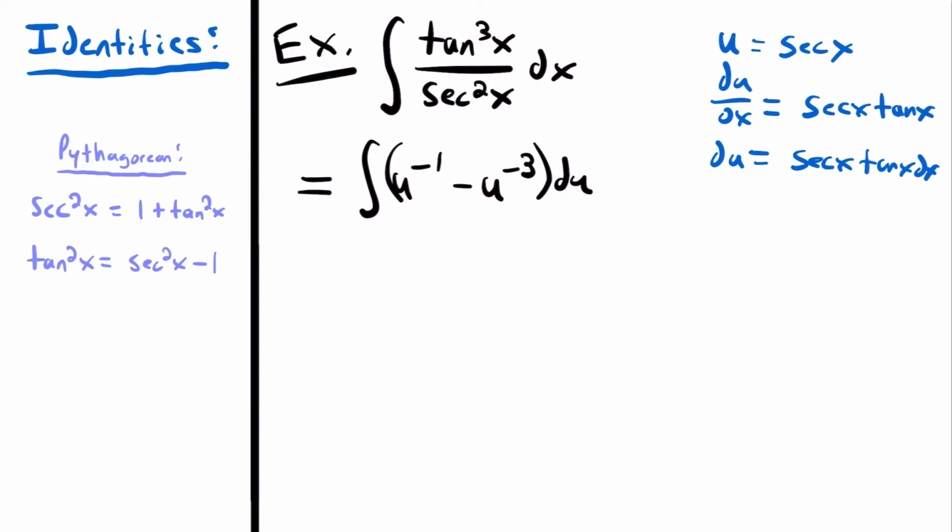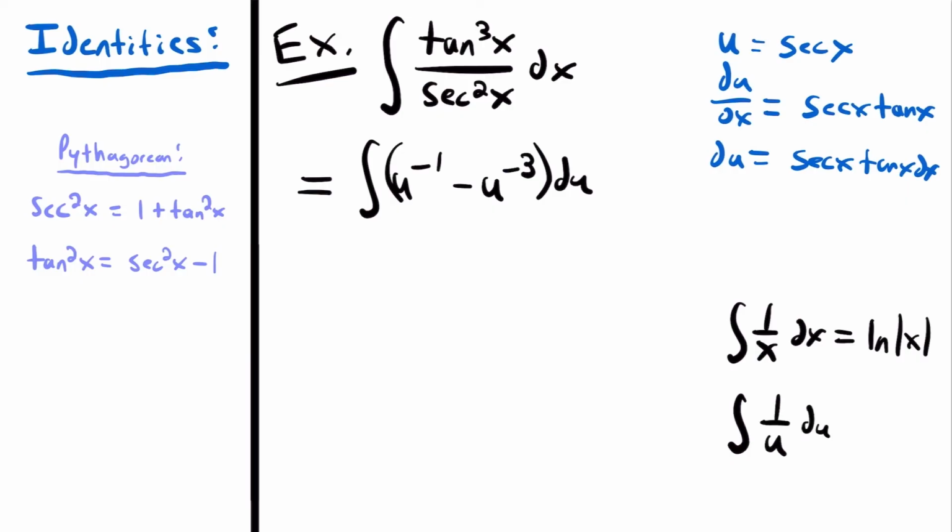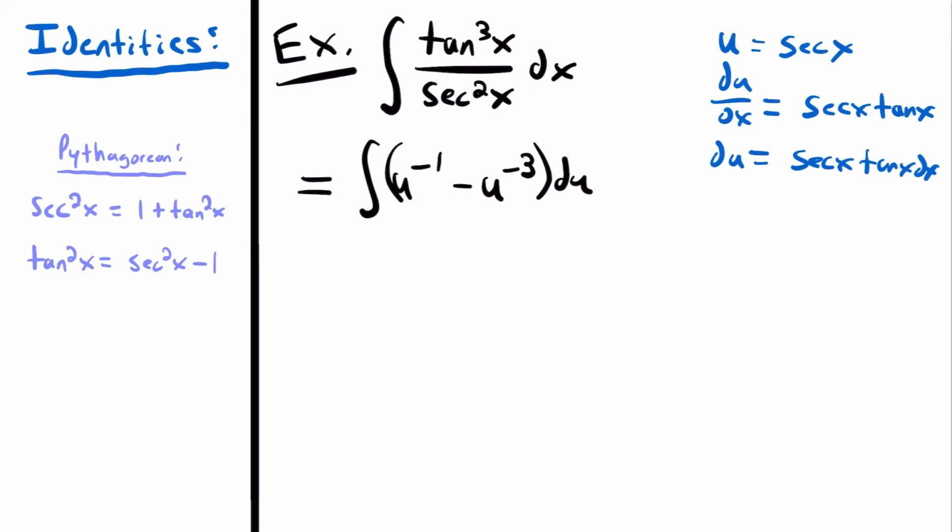Now be careful, you can't use the power rule of integration on u to the negative first power, because if you add 1 to the exponent, negative 1 plus 1 is 0, which means you'd be dividing by 0, and that's undefined. And so instead of using the power rule of integration, remember that the integral of u to the negative first power, or 1 divided by u, will be the natural log of the absolute value of u. Right, the integral of 1 divided by x times dx is equal to the natural log of the absolute value of x, and so the integral of 1 divided by u, or u to the negative first power, times du is equal to the natural log of the absolute value of u. Okay, and so that's what we'll have for that first term.